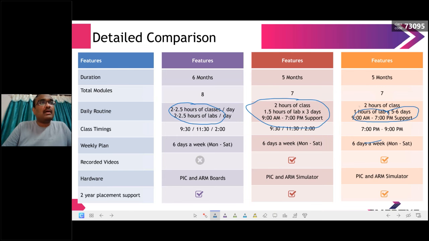Mubashir, yes, there will be. Then Saurabh is asking, what about the class? Yes, a small break.